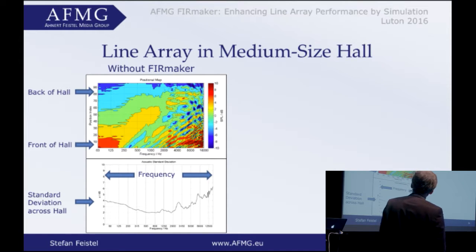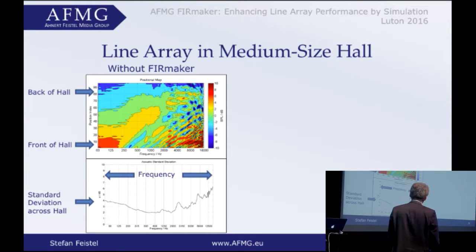And we've plotted here the standard deviation versus frequency. That's basically the average from front to back. And the standard deviation is about 2 to 3 dB in the mid-range. Here the green area is plus minus 1 dB around the average, and the yellow and bright blue is about minus 2, minus 3. That's a major part, so we have 2 to 3 dB standard deviation. And it rises towards the lower and towards the higher frequencies.